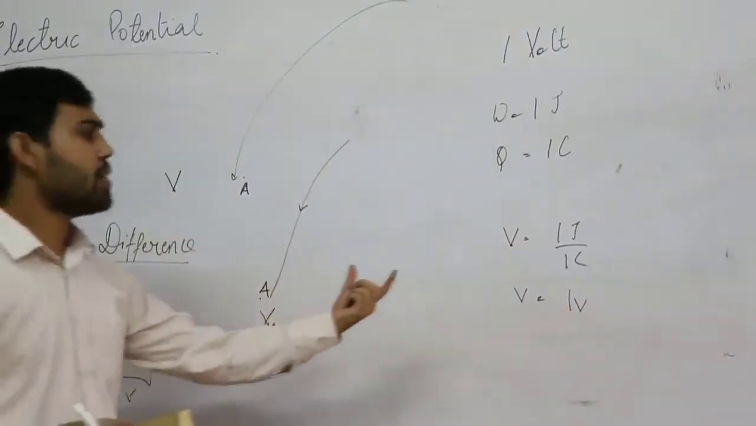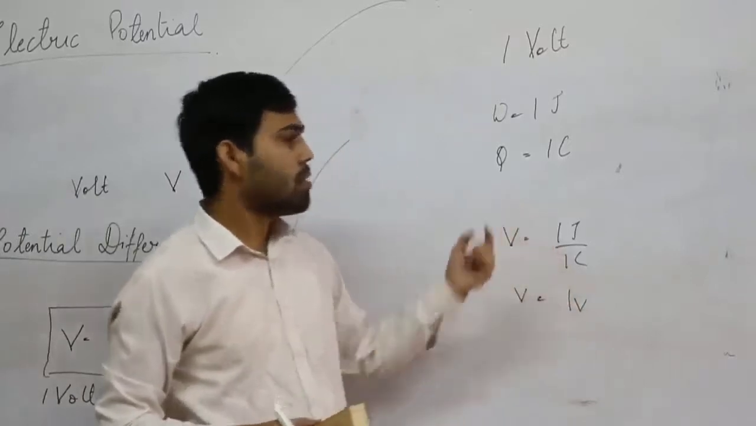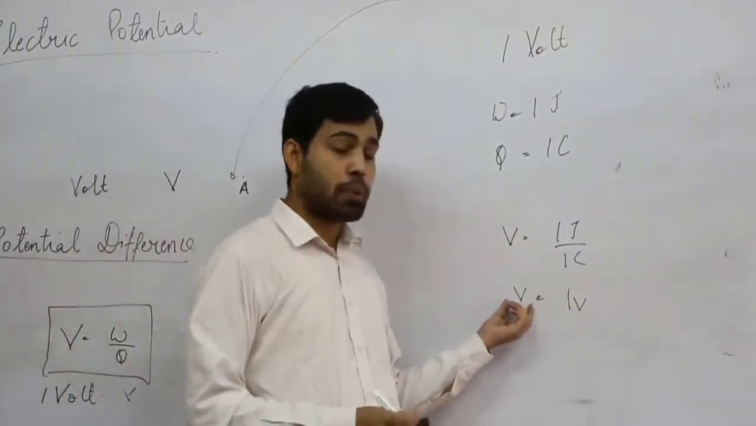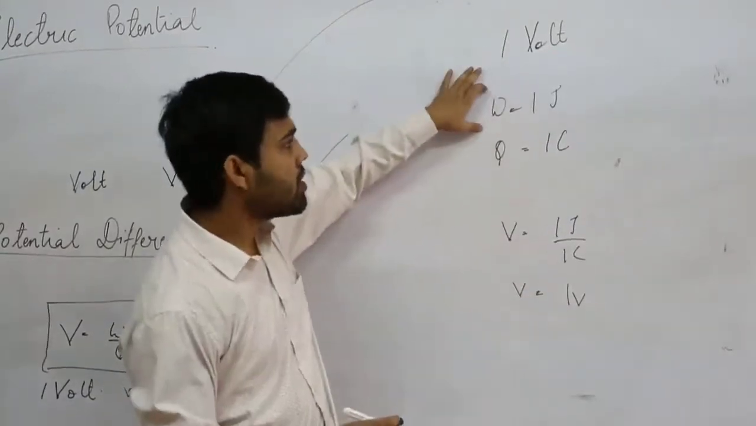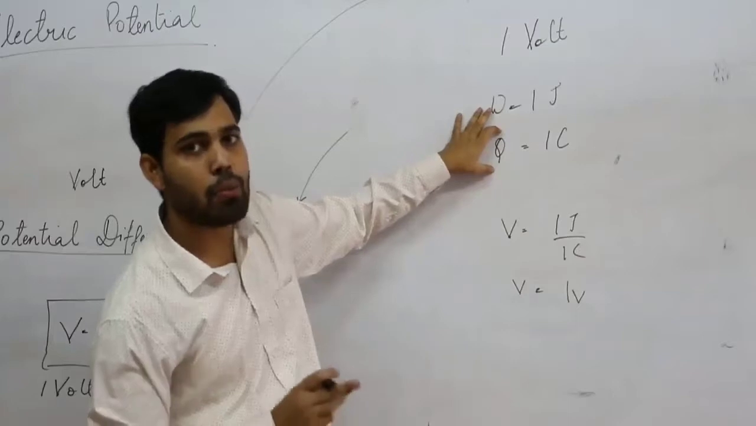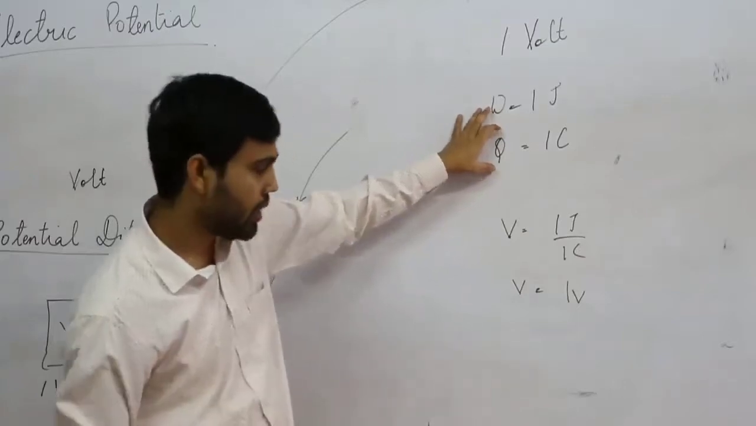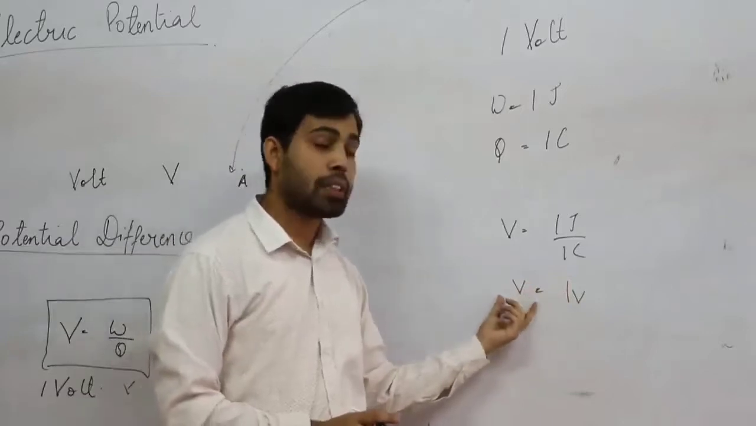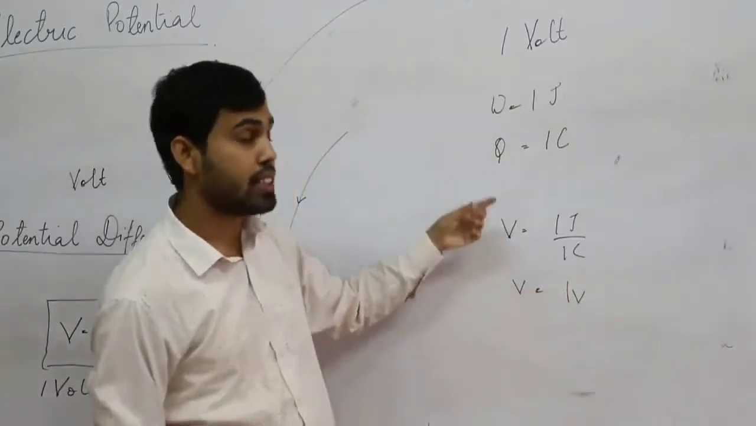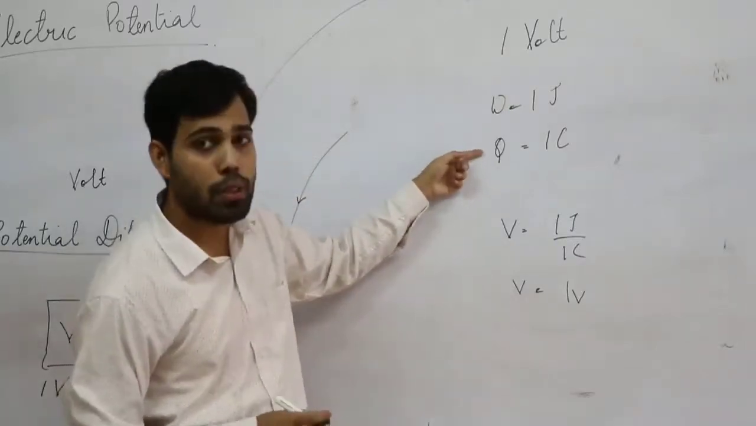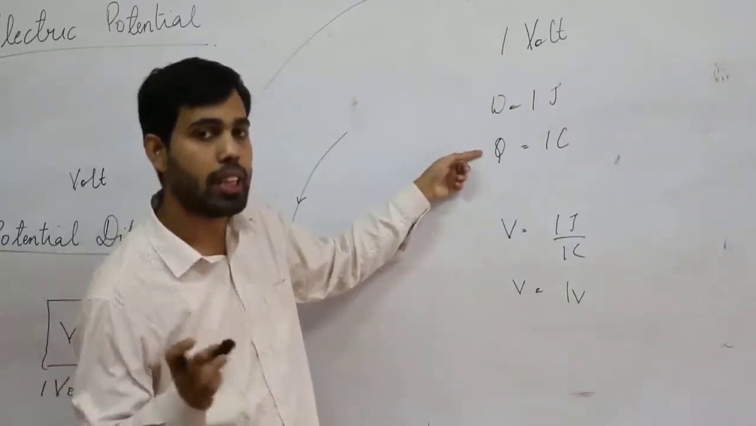So what is 1 volt? It is the potential difference when 1 joule of work is done to move 1 coulomb of charge from one point to another. I hope it is okay. Again I am repeating. What is 1 volt? It is the potential difference between 2 points when 1 joule of work is done to move 1 coulomb of charge from one point to the other.